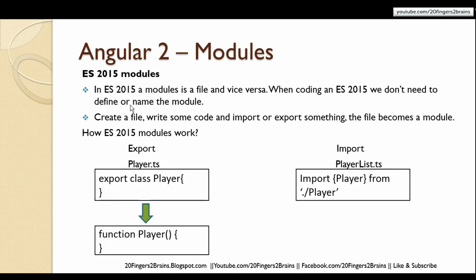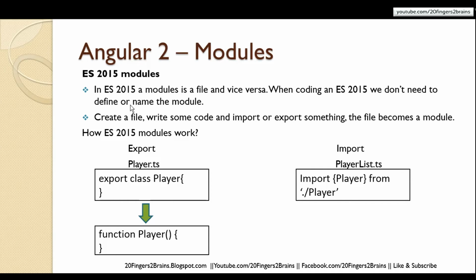In the import section I have created another ts file, that is playerlist.ts. Notice I have imported the Player class, so I have used the import keyword. In the braces I have specified the name of the class which I want to import, and then I have to specify the path from where I have to import. So I'm going to import it from player.js. Yes, you heard it correctly, player.js. Now there will be a question in your mind: on the left side we have player.ts, so how can we import it from player.js?